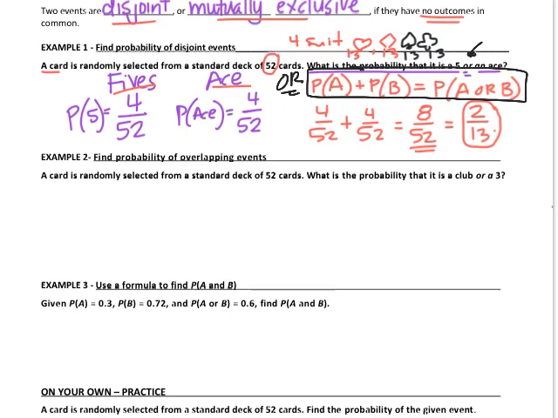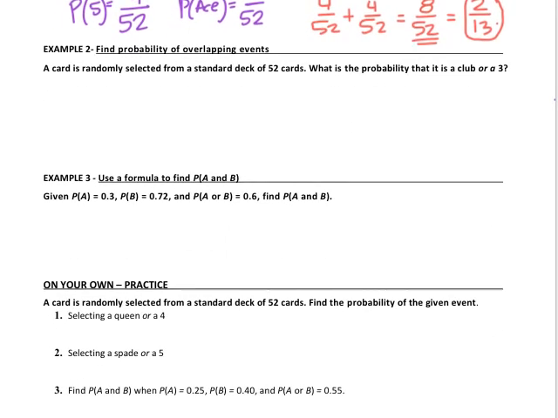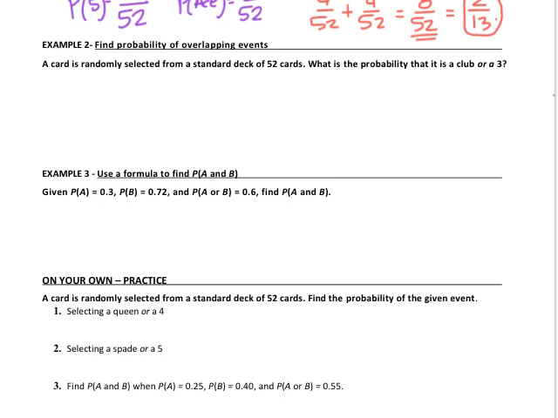All right, let's take a look at the next example. Example number 2 says find the probability of overlapping events. So that means that they have something in common. A card is randomly selected from a standard deck of 52 cards. What is the probability that it is a club or a 3? Well, we know that there are 13 clubs total, and we know that one of those clubs is a 3. So we know that there's some overlap, all right?